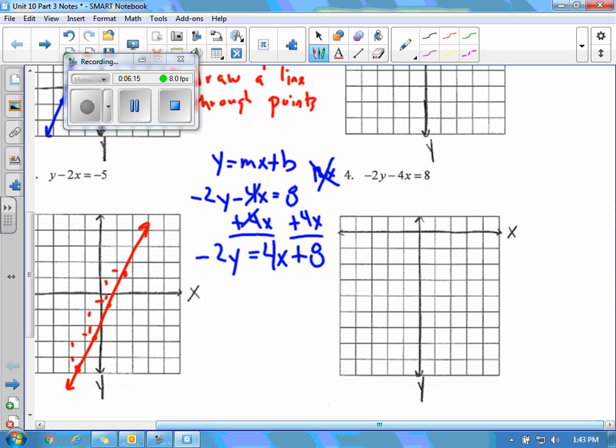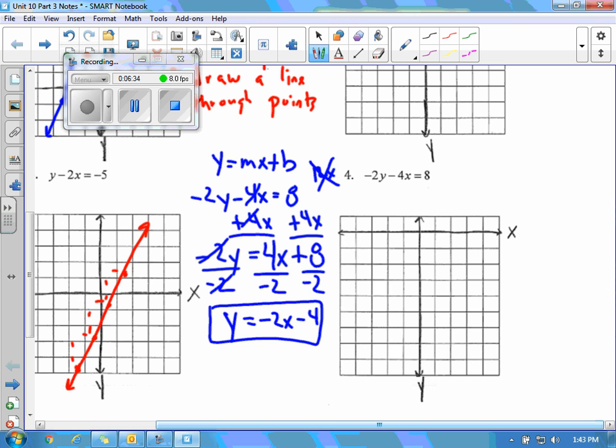Now I need to continue to get y by itself, so I need to divide everything by negative 2. I always divide by the coefficient in front of the y. So those go away. I'll get y equals 4 divided by negative 2 is negative 2x. 8 divided by negative 2 is negative 4. So now I'm in slope-intercept form.